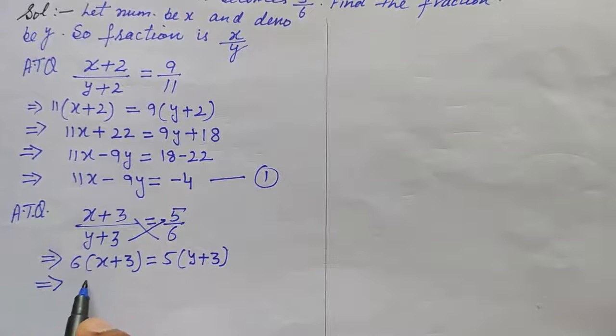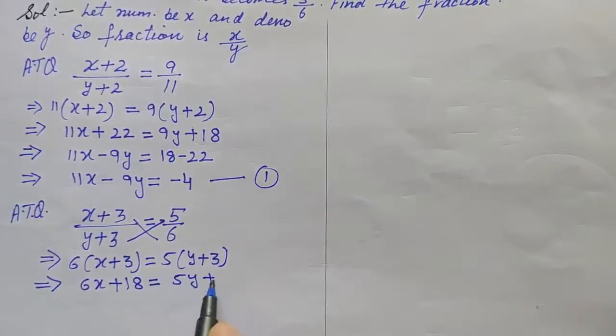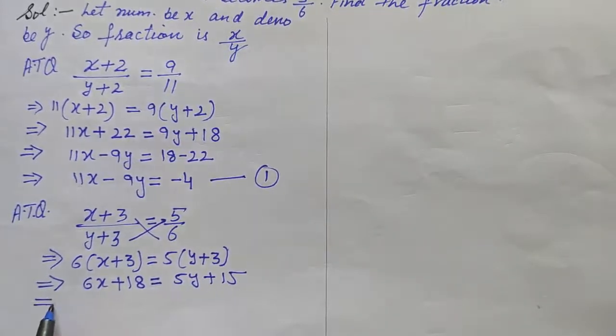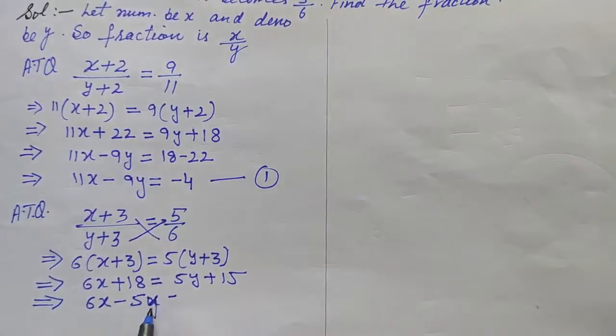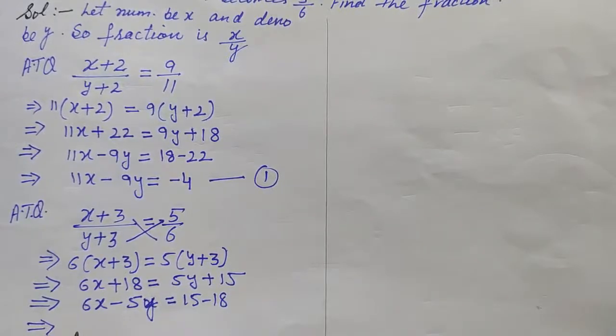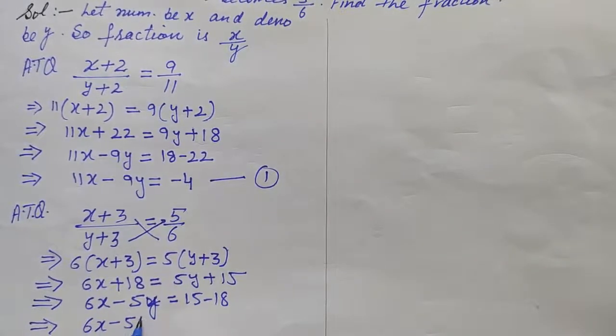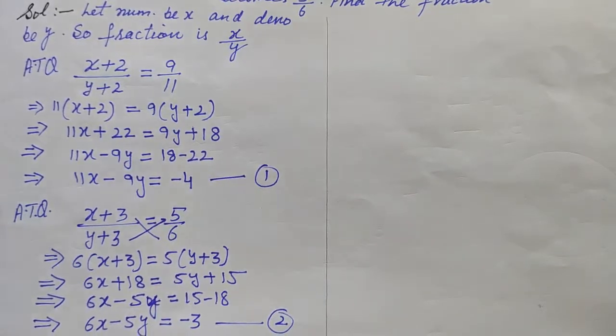So here 6x plus 18 is equal to 5y plus 5 3s are 15. So it becomes, bring the variable terms to the left hand side, 6x minus 5y is equal to 15 minus 18. So it becomes 6x minus 5y is equal to minus 3. This is our second equation. Now we'll solve these two linear equations with the substitution method.